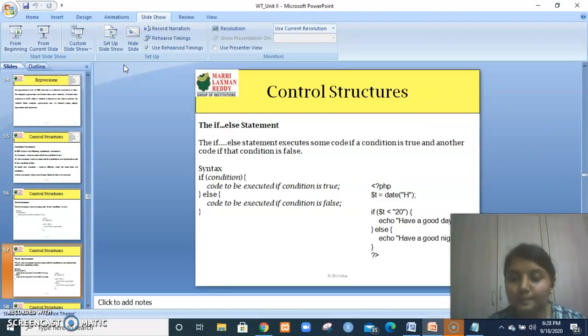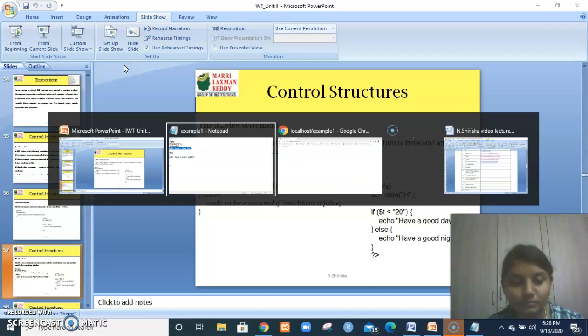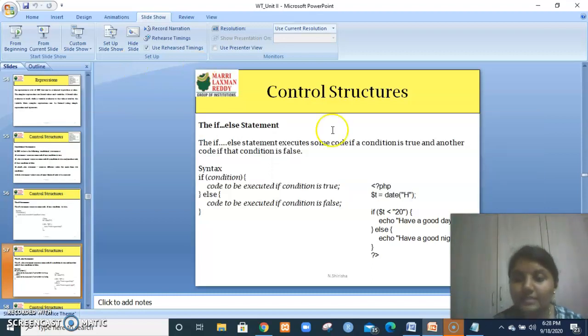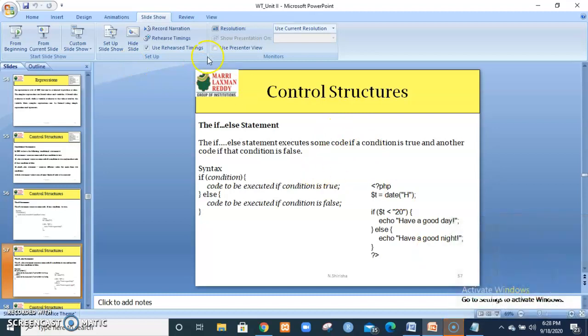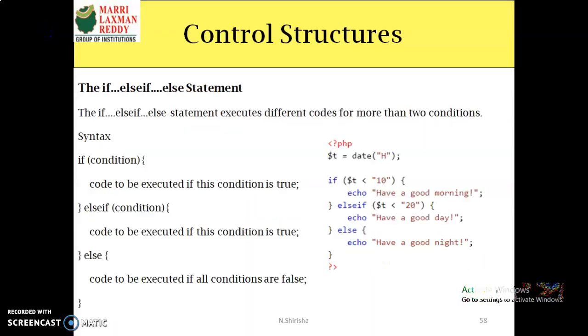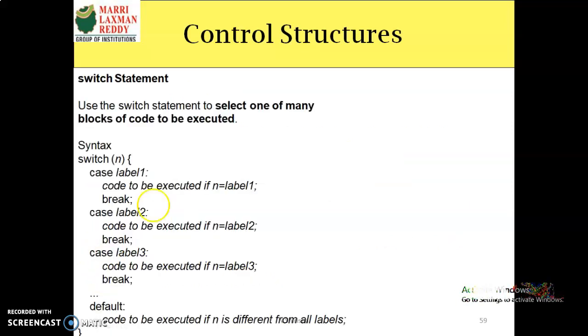Now similarly, we can write an else if ladder also, with multiple conditions. The syntax is common: if of condition, braces; else if of condition, braces; else block, like this. And switch is again the same with cases: switch of and case label 1, label 2, label 3. So different cases. You can use either break or continue. This is also a general syntax, very similar to your other programming languages.